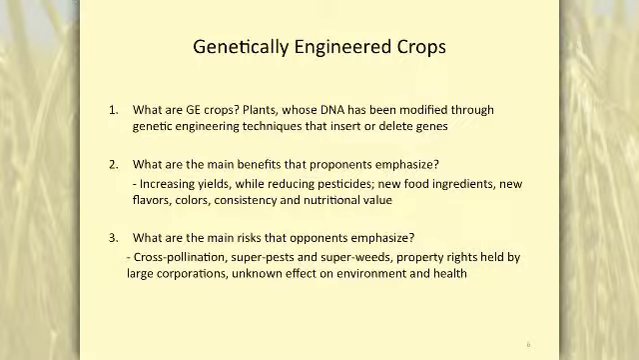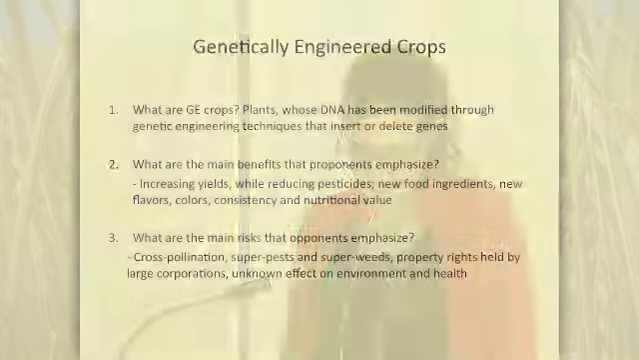So what are genetically engineered crops? They are plants whose DNA has been modified through genetic engineering techniques that insert or delete genes, and they're also called transgenic plants. They're most common in crops. Corn and soy are the two big ones, but you might have heard of the Flavr Savr tomato. Anybody know the Flavr Savr tomato? It was the first actual product that was sold as such in supermarkets.